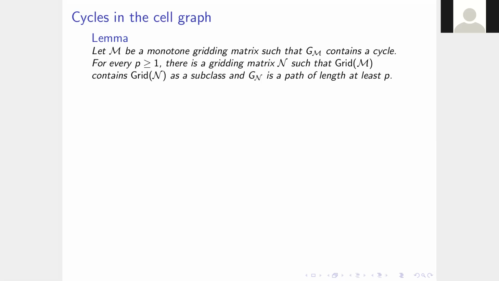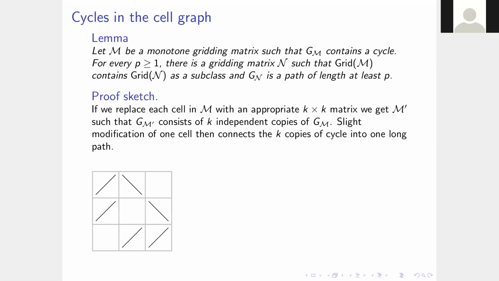When we have a monotone gridding matrix M such that its cell graph contains a cycle, then for every integer p at least 1, there is a gridding matrix N such that the grid class of M contains the grid class of N as a subclass, and the cell graph of the matrix N is a path of length at least p. So we can generate subclasses of Grid(M) that are still monotone grid classes, and their cell graph is an arbitrarily long path. So a brief proof sketch.